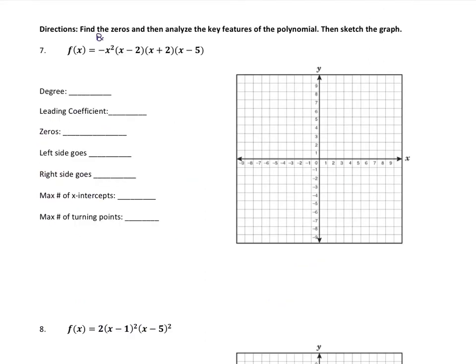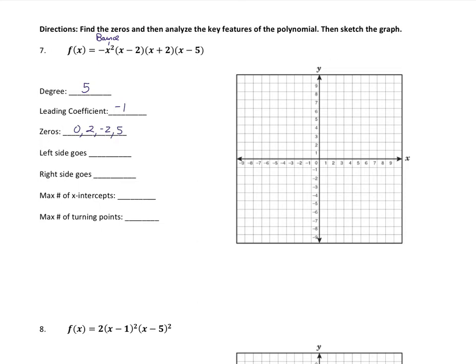Now we're going to graph. These are in factored form. So the first thing, you notice that there's an x squared. That tells you that there's going to be a bounce there. So where x is 0, it's going to bounce. Our degree, count the x's, so there's x squared is 2 x's, plus 3 more is 5. Leading coefficient is negative 1.